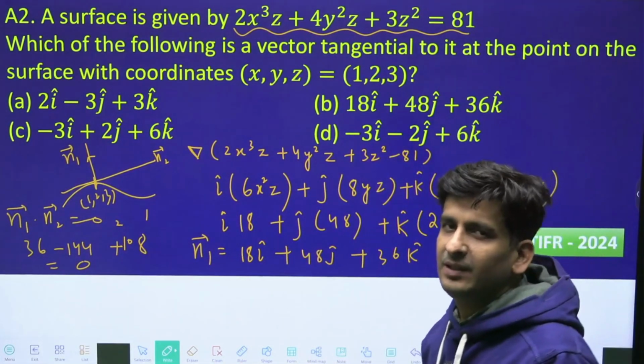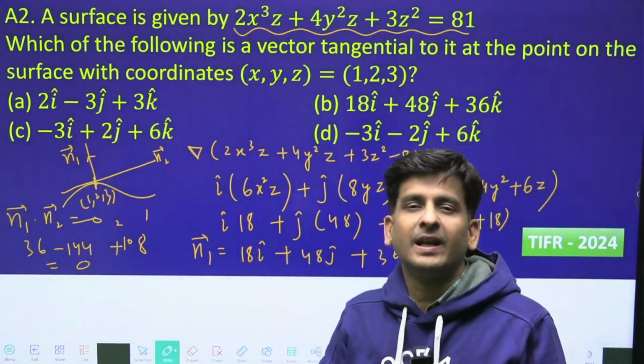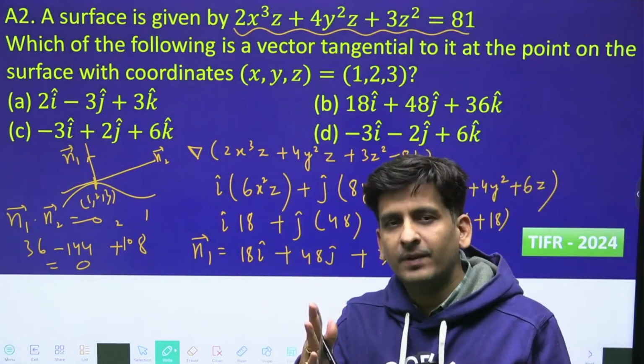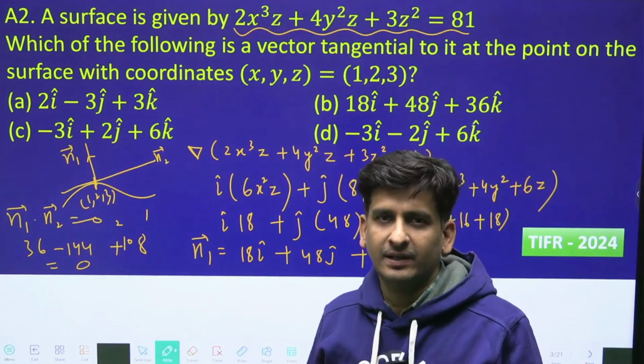So this is the method to use the gradient to get either a normal vector or a tangential vector. Thank you.